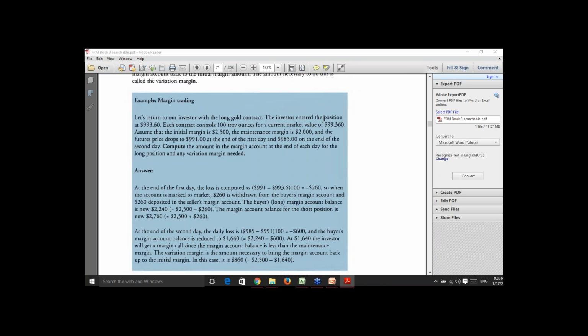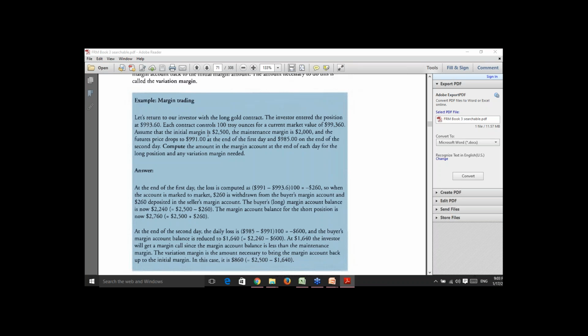The investor enters the position at $993.60. So the investors take a position at $993.60, and each contract controls 100 troy ounce of a current market value of around $99,360. So that means they are taking around 10% of the total value as the initial margin. So the total value of the contract is $99,360, out of which to buy a contract you need to pay around $993. So the lot is of around 100 troy ounce.